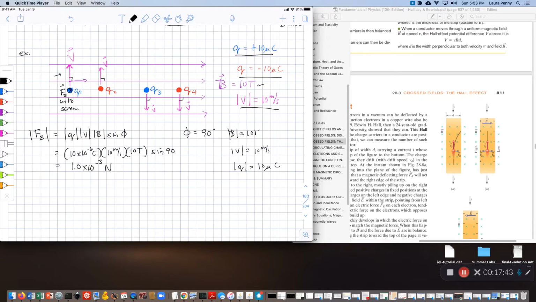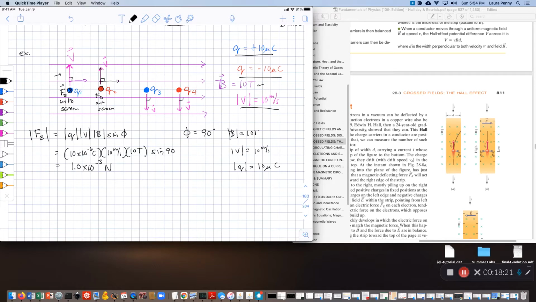For Q2, now I'm going to do the same thing. So my fingers will go along the V. They'll curl, so I turn them so that they're now moving along here. My thumb is still in, but Q2 is a negative charge. And so that means that I flip my hand over, and so F sub B is out of the screen for Q2 because it's a negative charge.